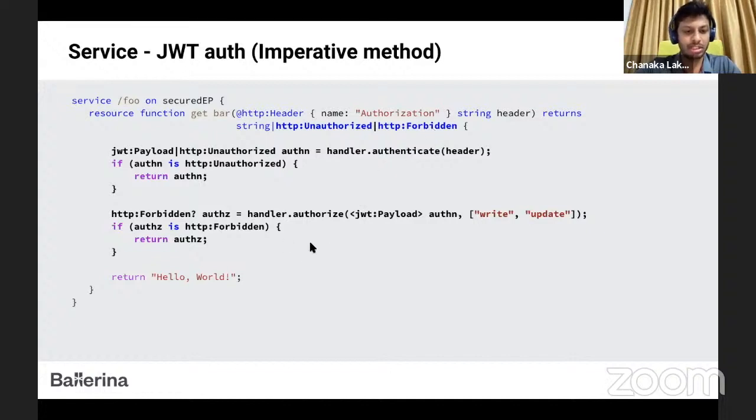Likewise, there are handler objects provided in the HTTP library for all the client and service authentication methods. We can use these based on the requirement, but most importantly, this imperative method should not be the first choice. This can be used in advanced use cases like implementing security for a web hub, etc.